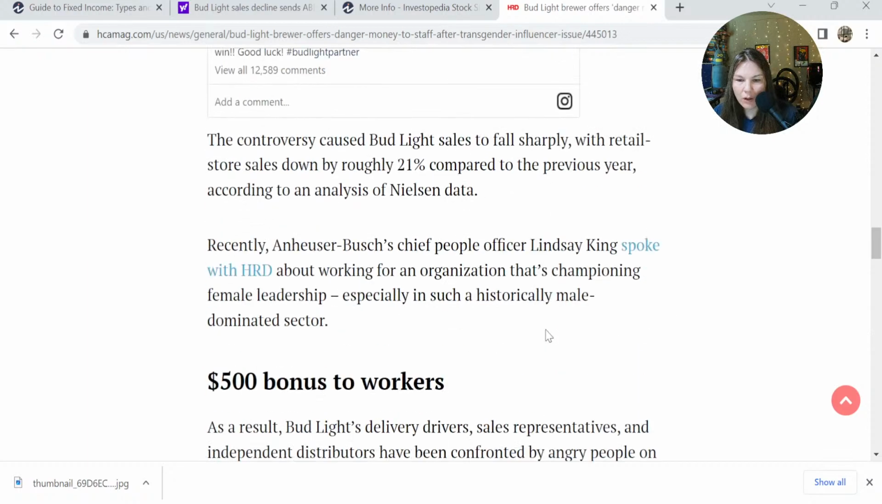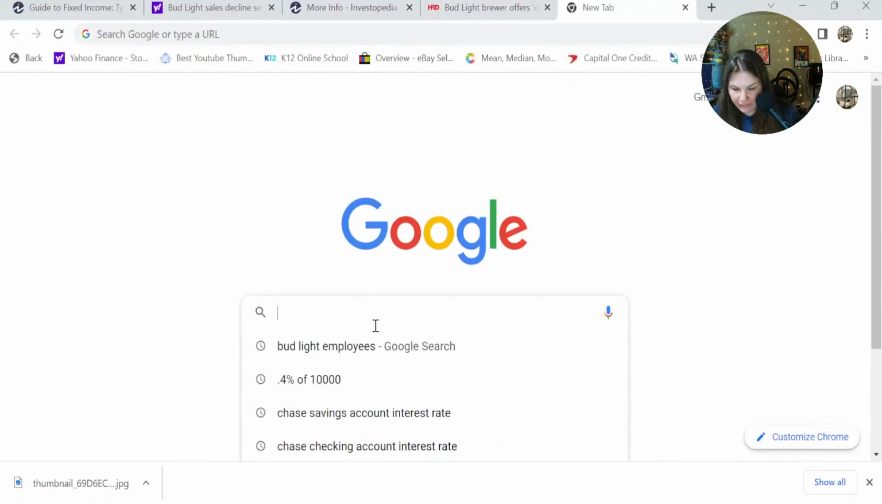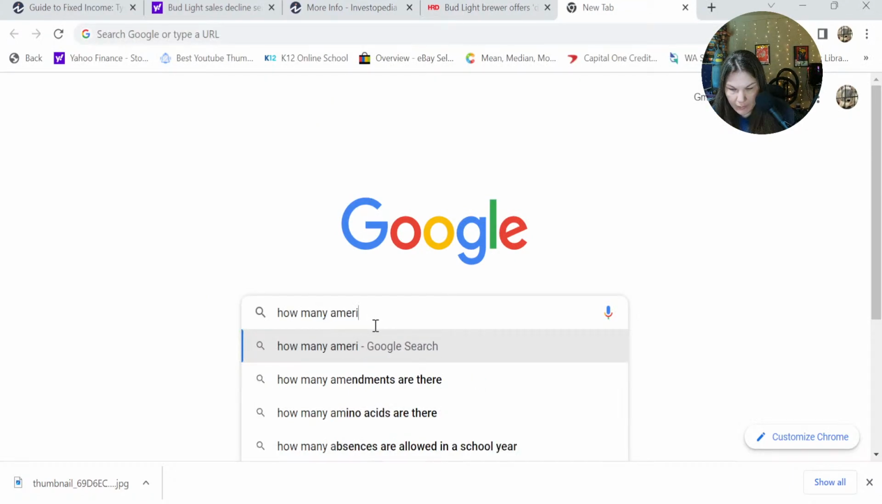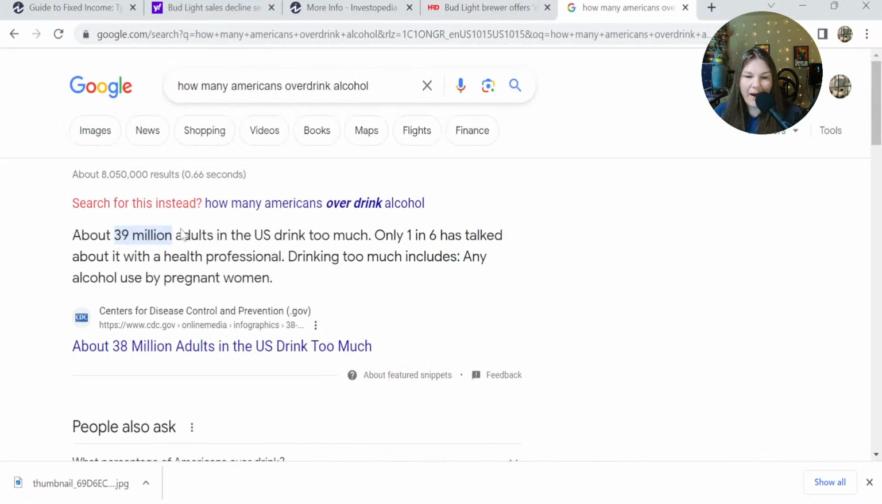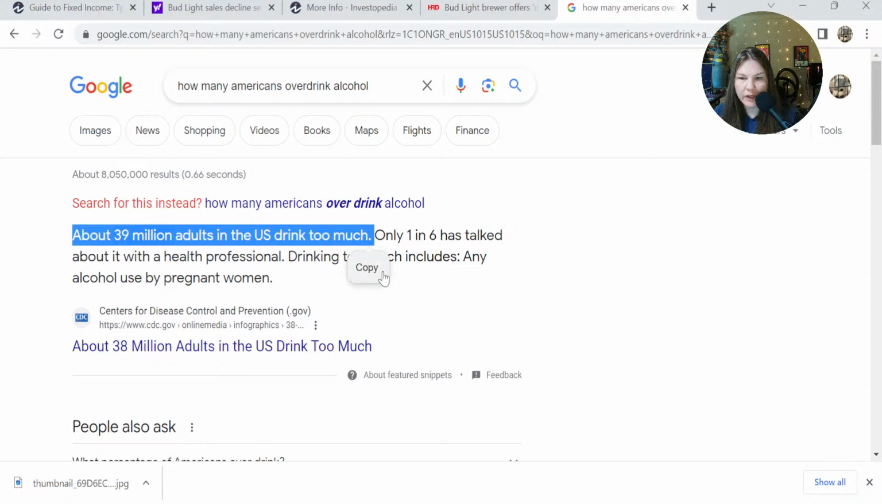You guys are going to cancel all these people when you should have canceled all these people for the fact, look at this, guys. How many Americans overdrink alcohol? About 39 million adults in the U.S. drink too much. Only 1 in 6 has talked about it with a health professional. Drinking too much includes any alcohol used by pregnant women. About 39 million adults in the U.S. drink too much.